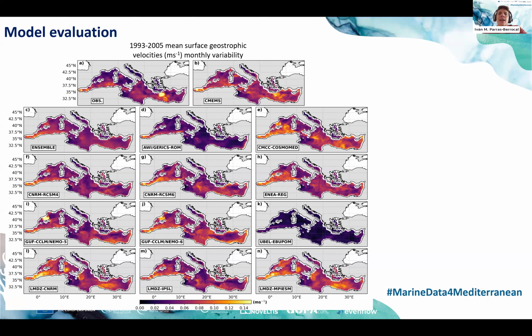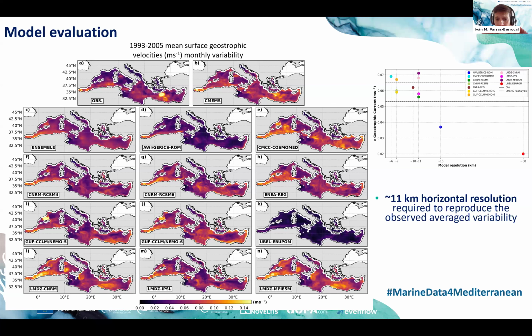Well, then we also analyze the variability associated with this geostrophic circulation. From our reference data set, we observe that the highest values are located in areas where we find mesoscale activity, like here in the Alboran Gyre and the Algerian current, and most of the models are able to reproduce those high values in the northern Alboran Sea. But contrary to the observations, they struggle to reproduce the variability localized in the Ierapetra gyre.